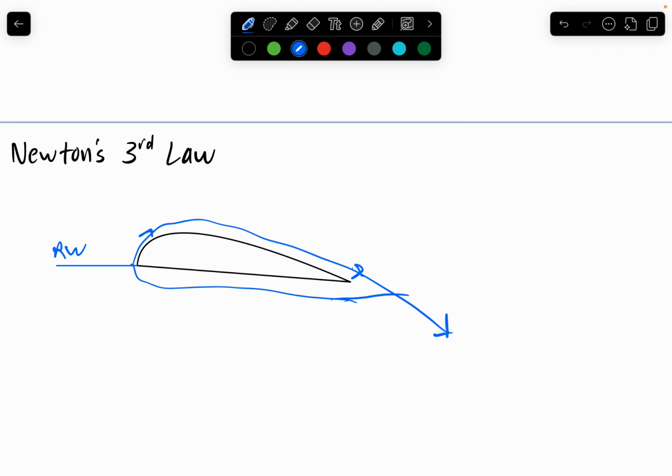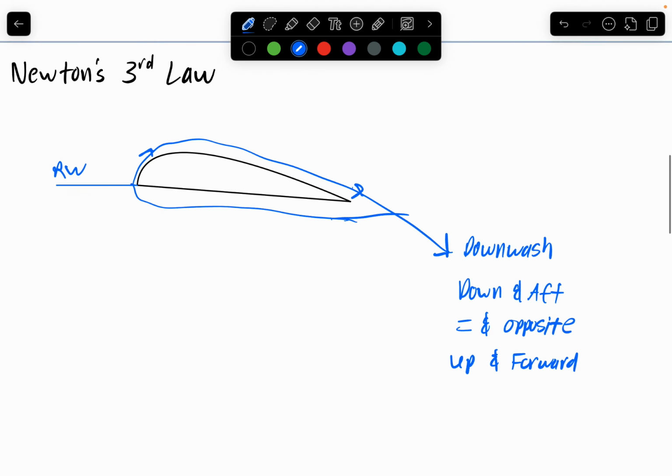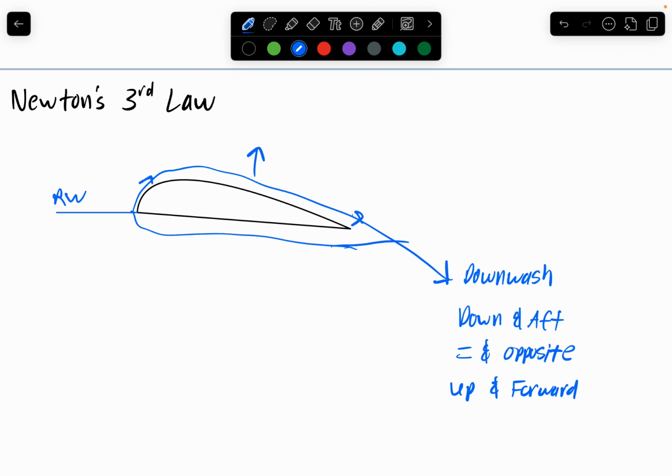Now, this down airflow is called downwash, right? Now, this downwash travels down and aft. Well, this force has an equal and opposite reaction, which is up and forward. Up and forward. And that's Newton's third law.